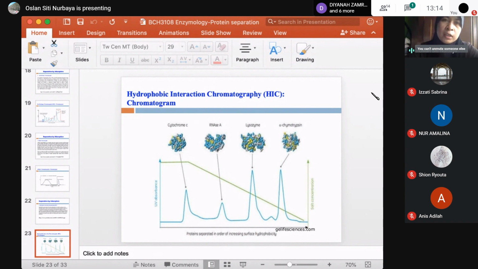So first, protein needs to bind to the matrix. Second, protein needs to be able to be eluted from the column. That's it.